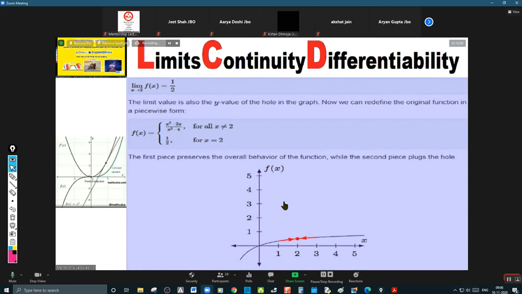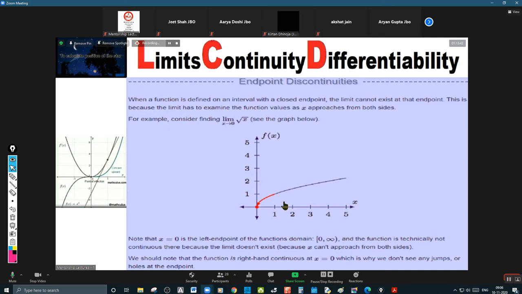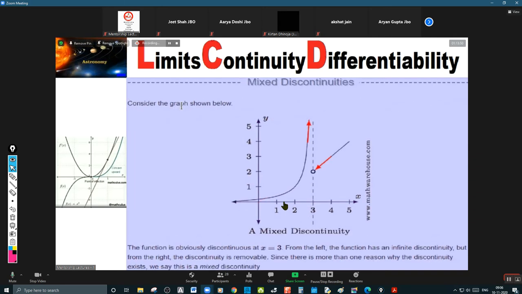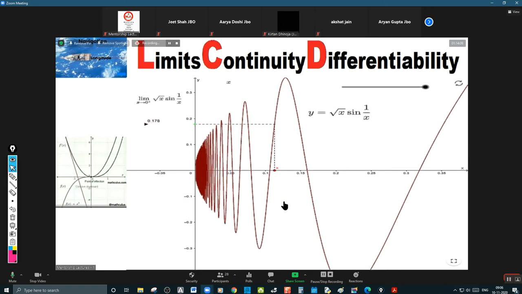How to remove the discontinuity also I explained to you. And this is endpoint discontinuity, mixed discontinuity. That means you have point discontinuity and as well infinite discontinuity in this case. This is what I mean to say. Oscillating discontinuity, everyone please see that. Oscillating discontinuity. In fact, cos x function is also oscillating discontinuity.